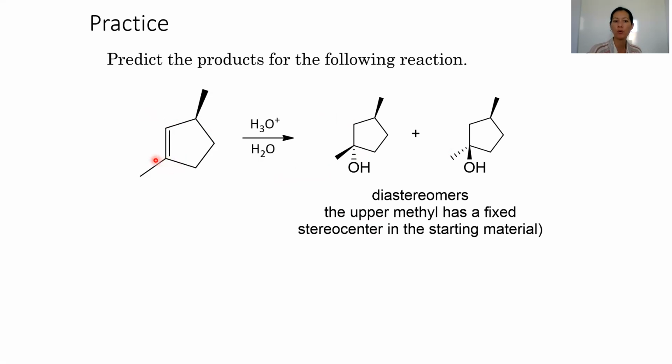Because this will go through a planar carbocation, the OH can add from the bottom or the top. So you get both of these. Notice that this top methyl is fixed throughout because it's part of the original starting material. So that doesn't change. So what you end up in this particular case is diastereomers because you have the second stereocenter.